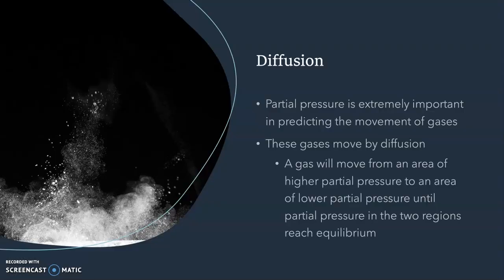Partial pressure is extremely important in predicting the movement of gases. These gases move by diffusion. Diffusion is driven by a concentration gradient. So a gas will move from an area of higher partial pressure to an area of lower partial pressure until partial pressure in the two regions reaches equilibrium.